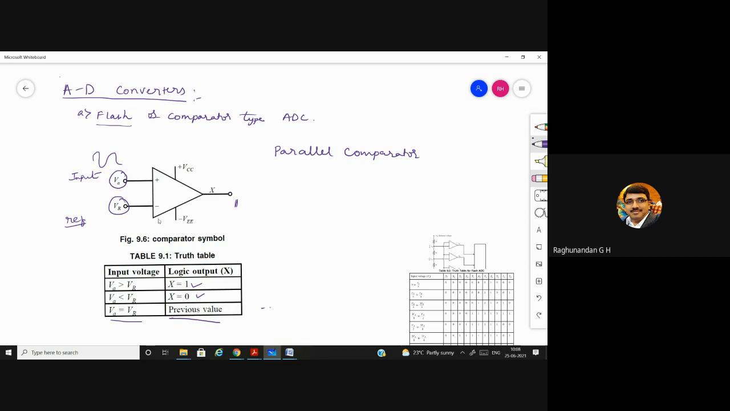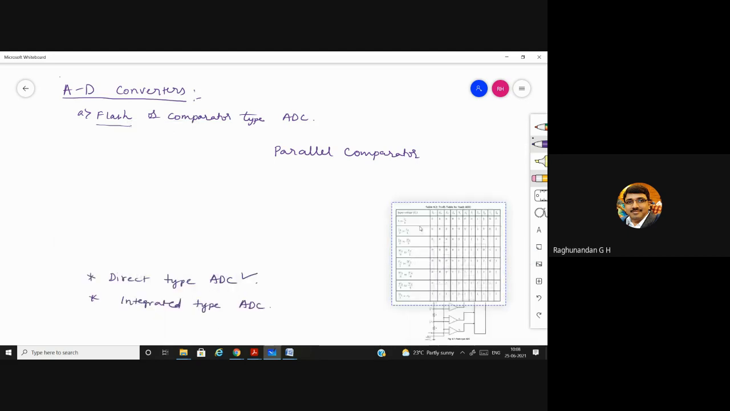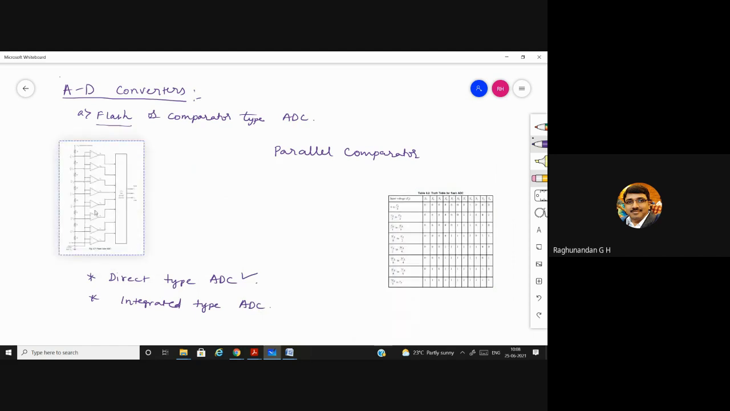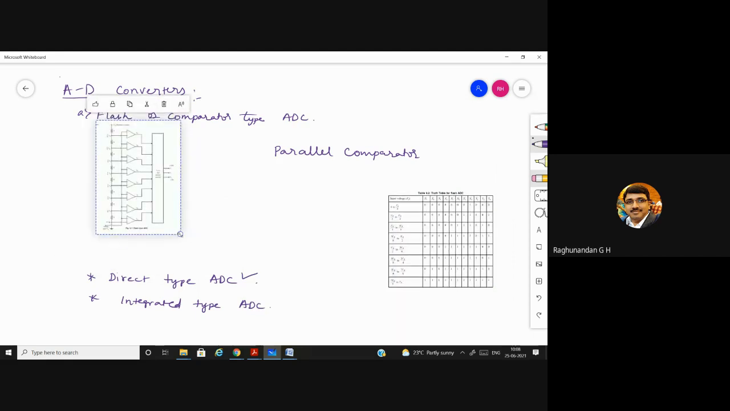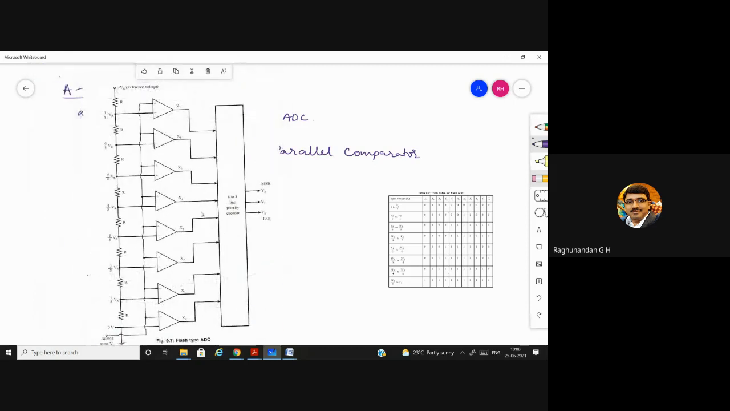This is only one comparator. It is going to give a single bit. If you want to make it for 3 bits together, then we go for the 3-bit flash type ADC. The same thing we are going to have for a 3-bit.